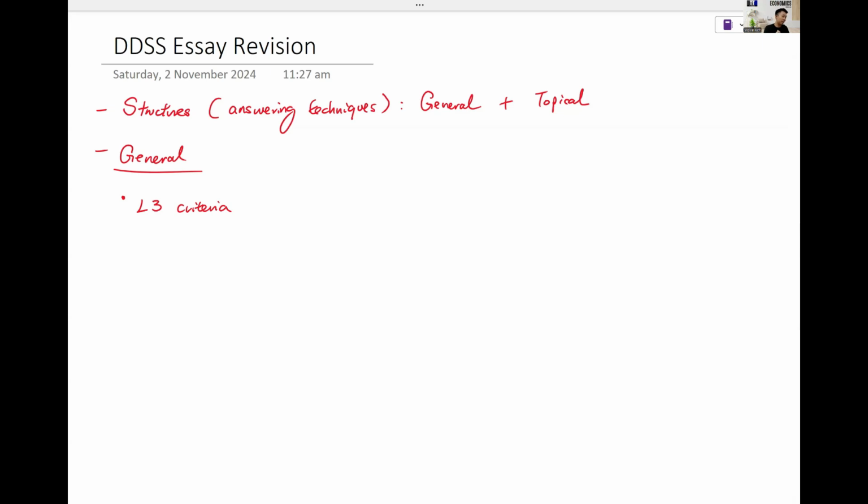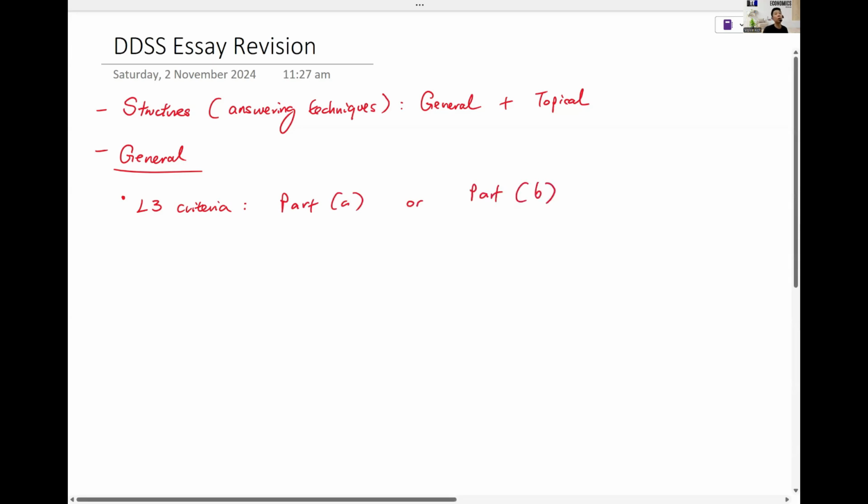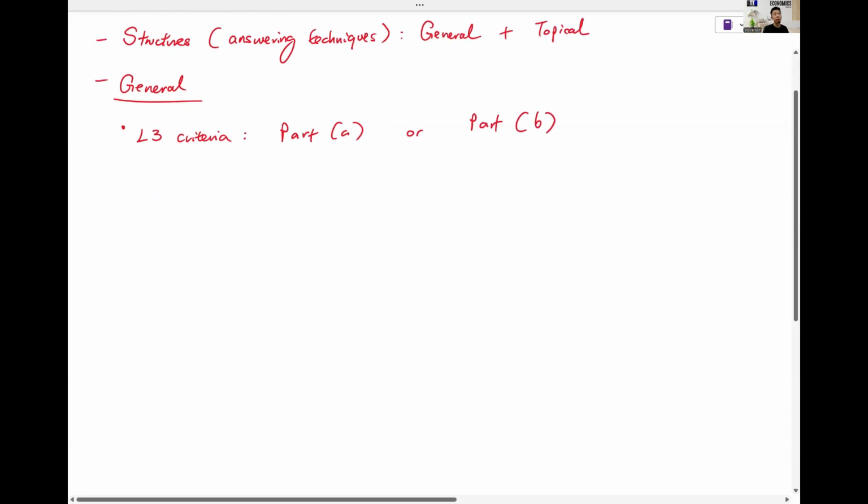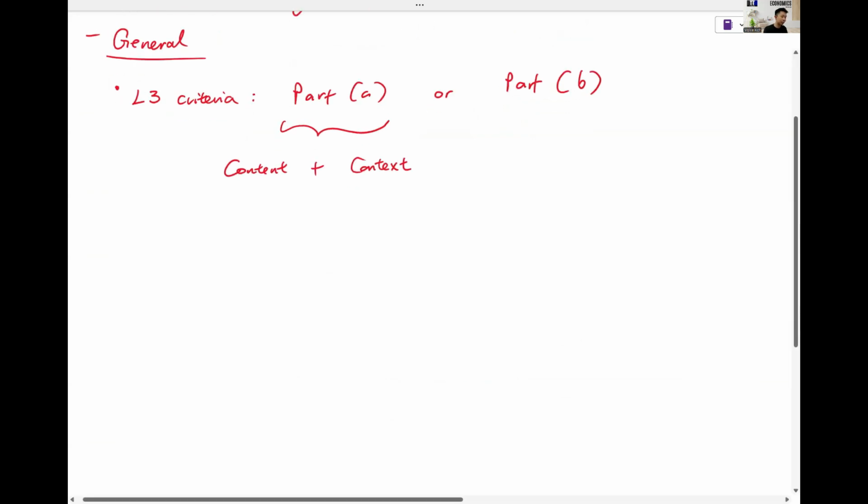So when you look at L3 criteria, it depends on whether you're looking at part A or part B. You only have two parts, right? Part A or part B. If you're writing part A of an essay, level 3 requires two things. You need a combination of content and context. Two C's. Okay? So what is content and what is context?